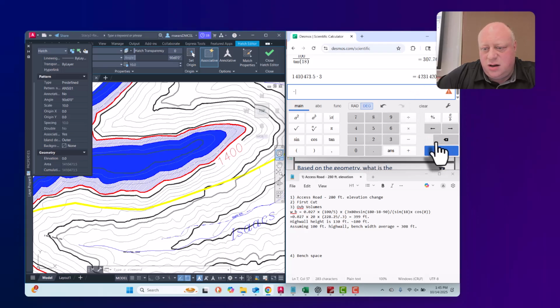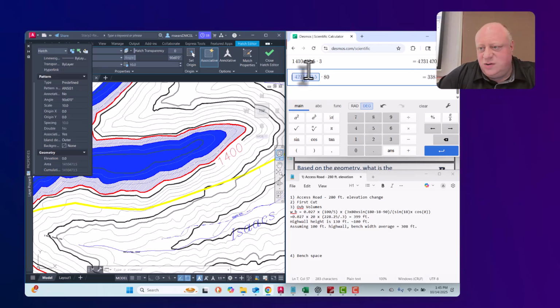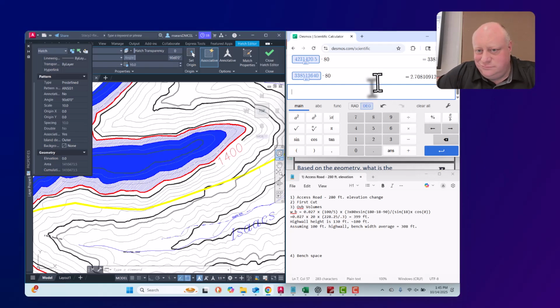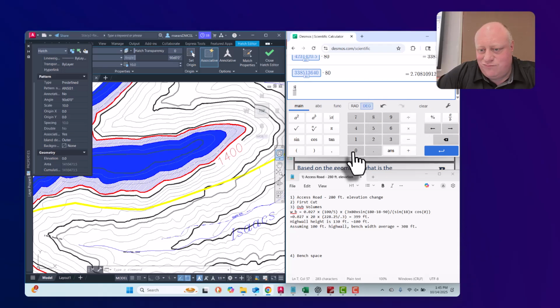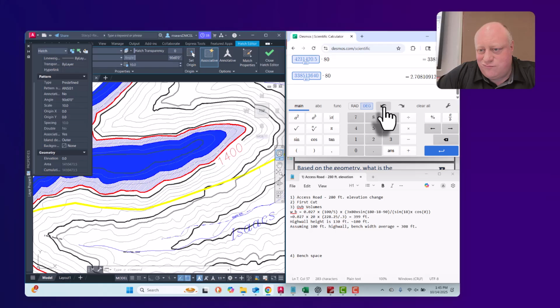Oh, I did it wrong again. You had to push that by 80. Oh, that didn't. There we go. That's our pounds of coal. It's still there somehow. We've gone back to it. Okay.